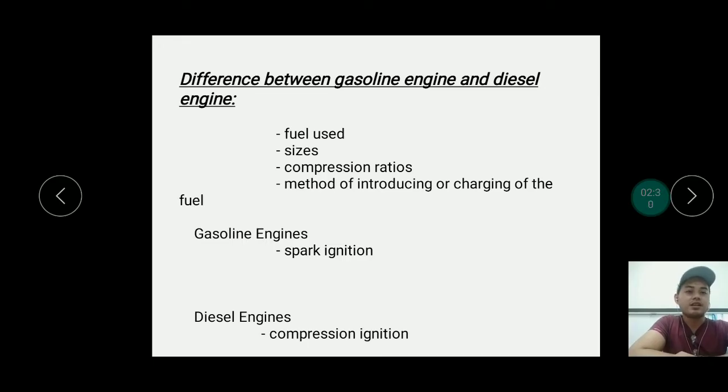So in case of the compression ratios, the diesel engine has higher compression ratios than the gasoline engine, since the diesel engine compresses more air. And the mixture of fuel and air for the diesel engine is leaner than the gasoline engine. The gasoline engine has a richer mixture, more fuel relative to air, for combustion.